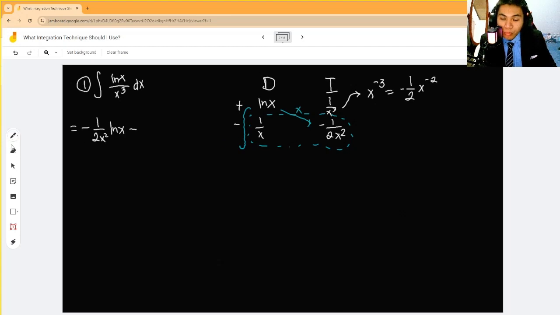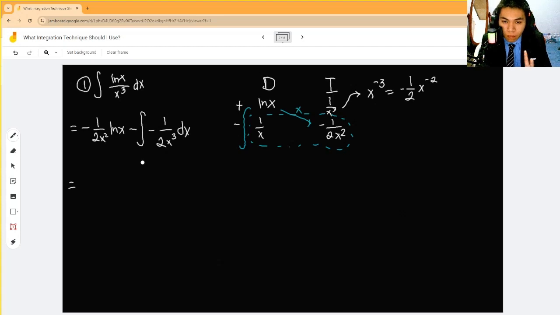So when we multiply 1 over x to negative 1/2 x squared, we're just adding another power to the bottom. So that's the integral of negative 1/2, right? x to the 3rd power dx. Okay, let's see if I'm doing it well so far.